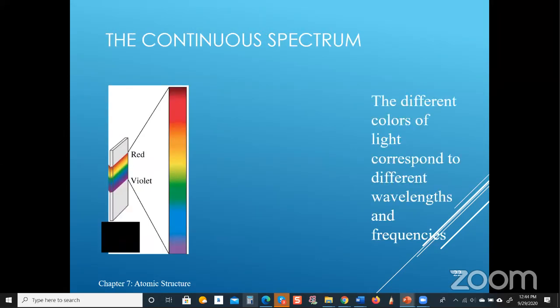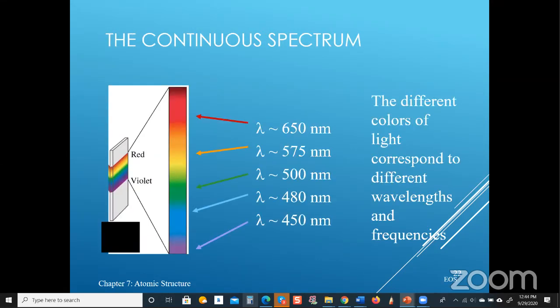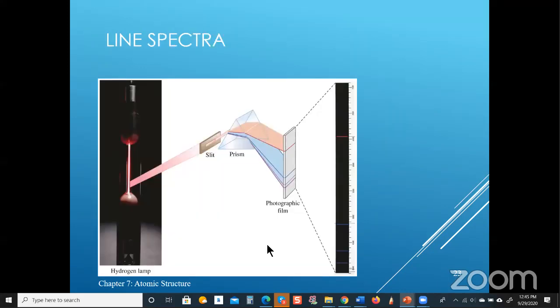And this here gives you the values of the different wavelengths of the different colors. For the red colored light, its wavelength is approximately 650 nanometers. For orange, it's 575 nanometers. For green, it's 500, and so on and so forth. So basically the different colors correspond to different wavelengths. And because they correspond to different wavelengths, they also correspond to different frequencies, all right? Okay, now that's what happens in the case of a visible spectrum.